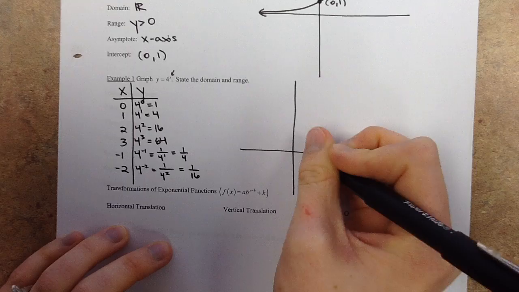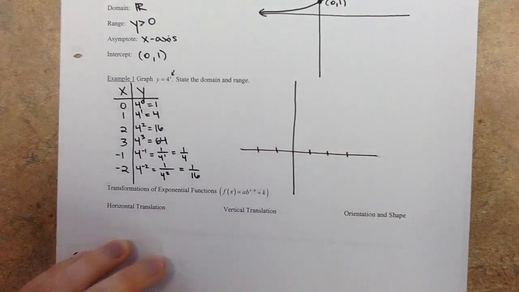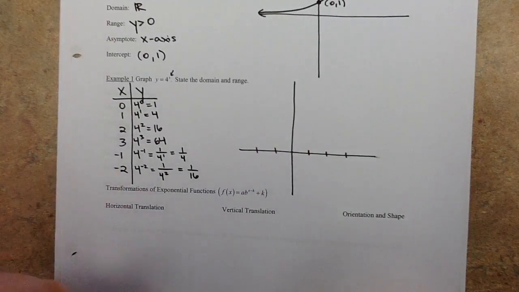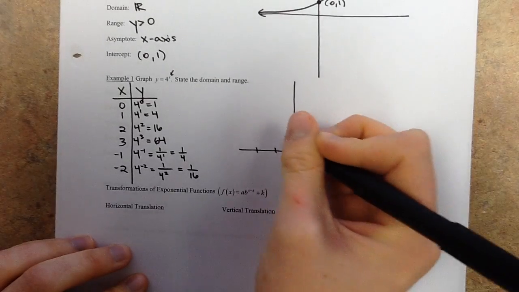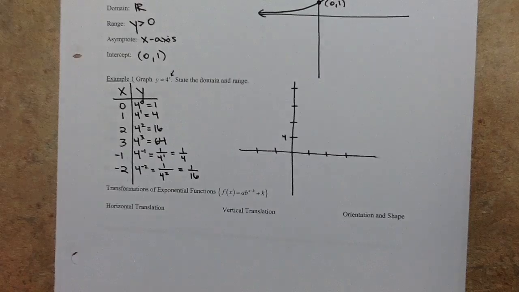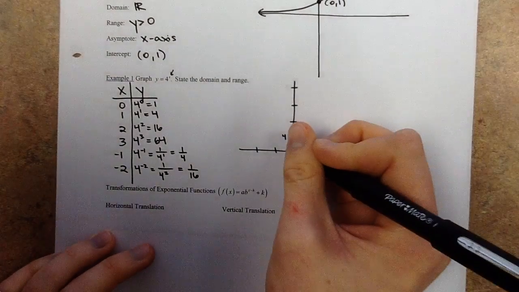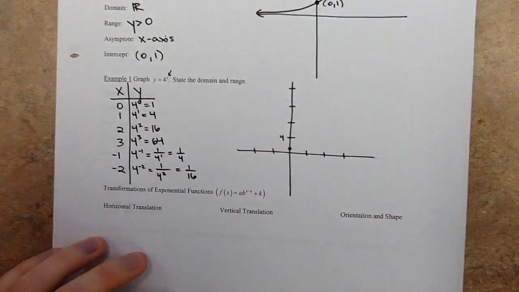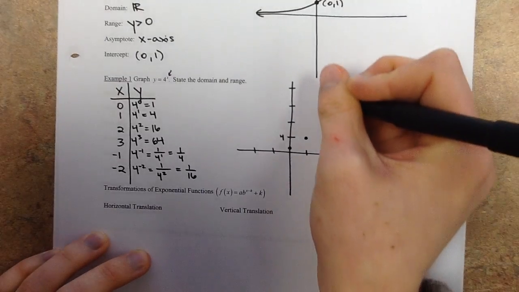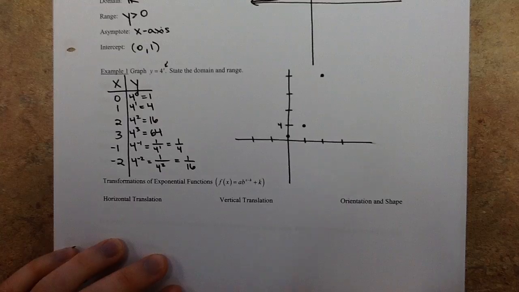Okay, so I can plug in 0, 1, 2, 3, -1, -2. So 0, let's go up by 4s. Okay, so 4, 8, 12, 16. The 64 is going to be way off the chart, so we're not even going to graph it. So start with the point 0, 1. It'll be right about there. Then the point 1, 4. Then the point 2, 16. And like I said, the 64 will be way off the graph.